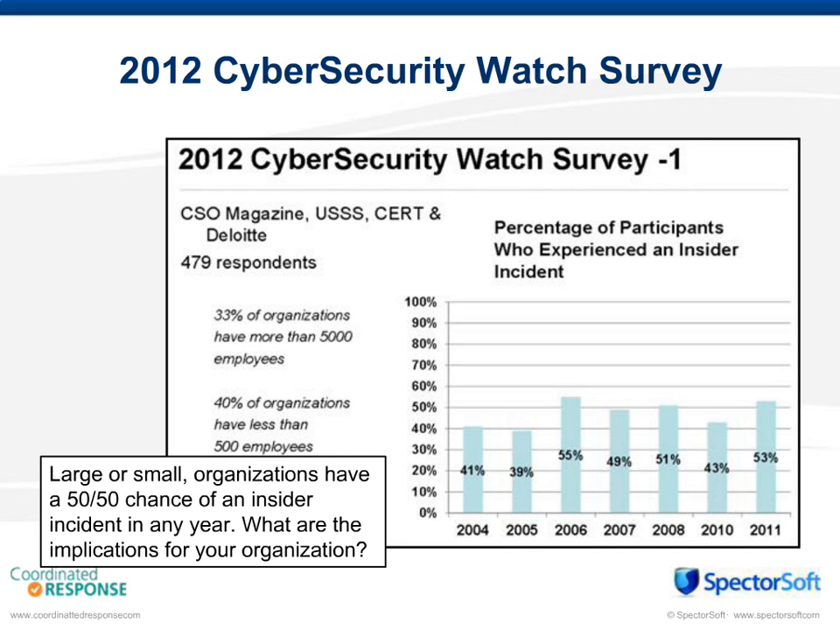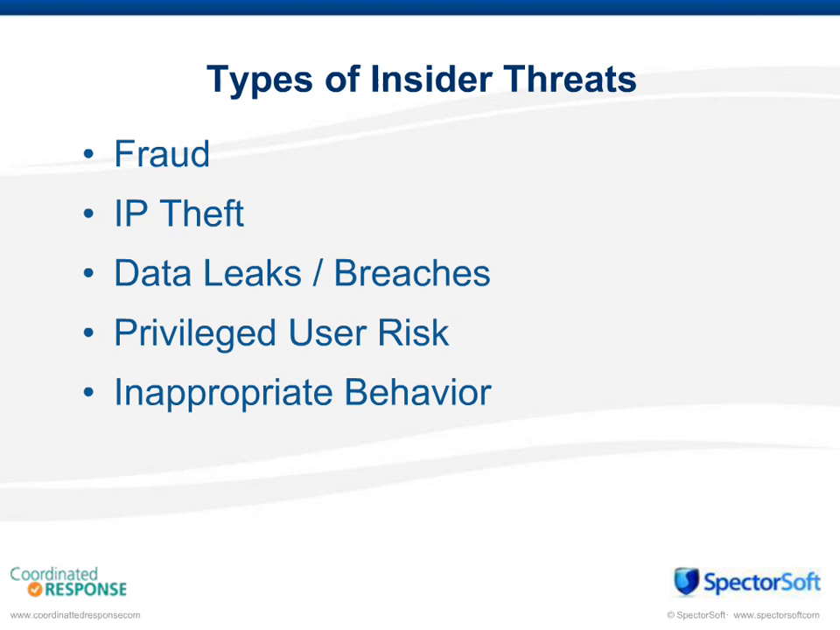And you'll notice on the slide, from year to year, it goes from a low of 41% to a high of 53%. So what that tells you is you have a 50-50 chance of experiencing an insider threat in the next 12 months. How does that feel? Mike? Yeah, I don't imagine that feels pretty good.